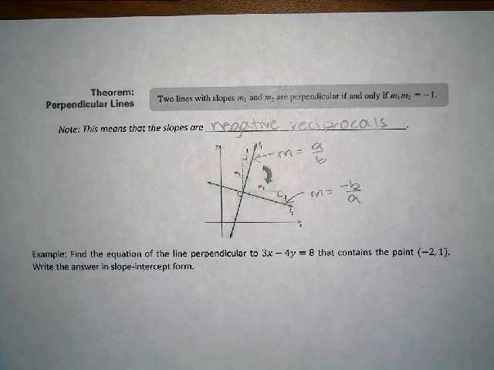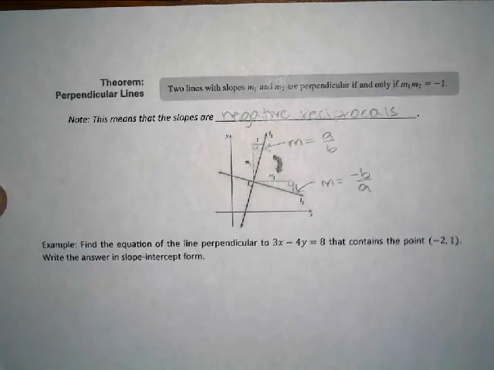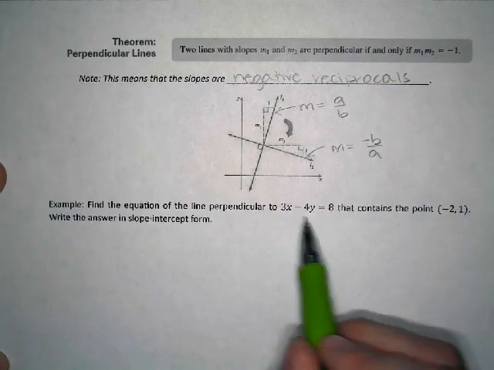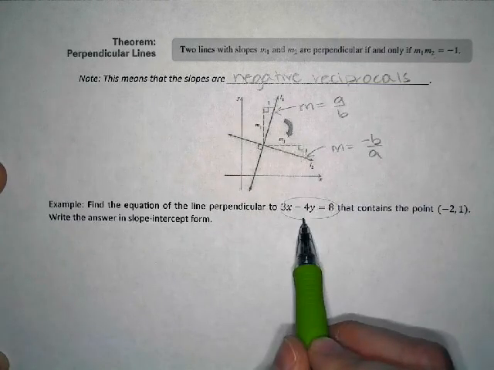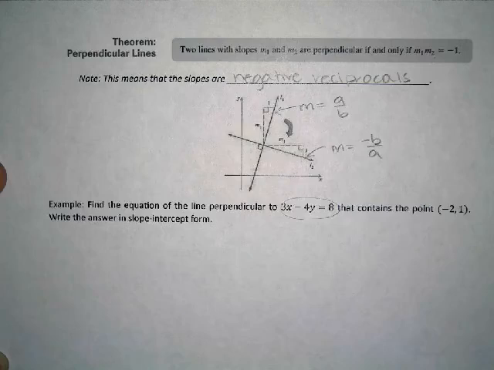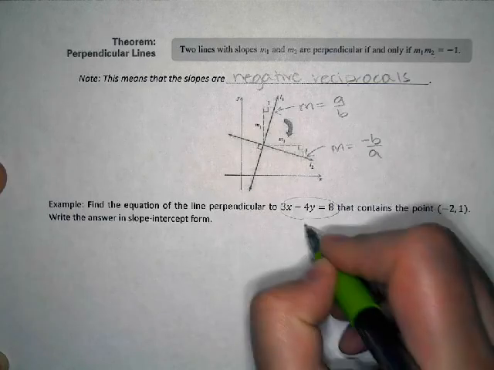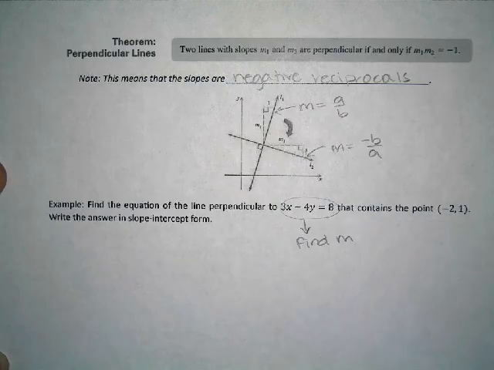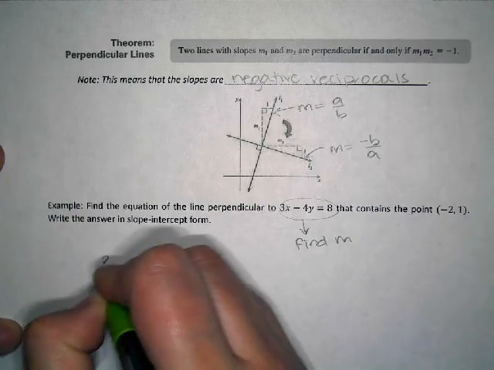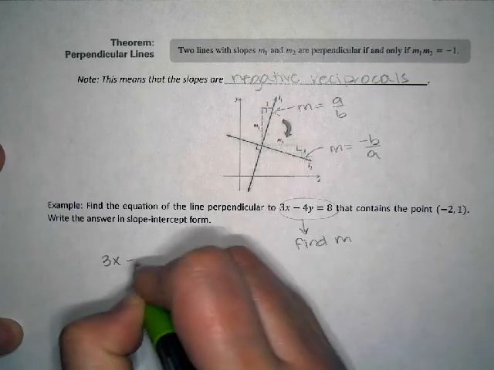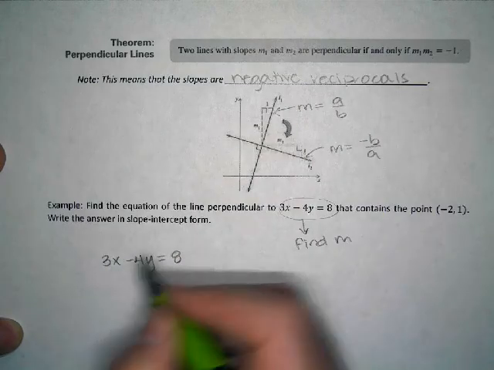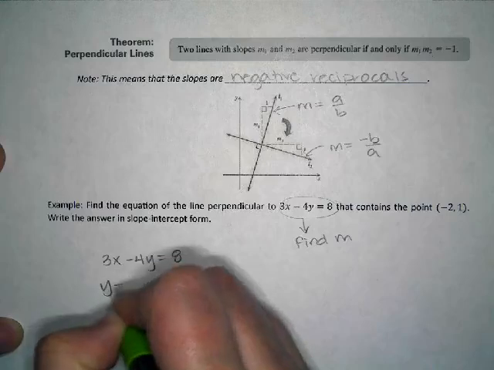So this says find the equation of a line that is perpendicular to this line in standard form and contains this other point. So the first thing we need to do is find the slope of that line so that we can figure out what slope is perpendicular to it. So I've got 3x minus 4y equals 8. I'm going to get this into y equals mx plus b form, or I'm going to start doing that anyways, so I can figure out what the slope is.